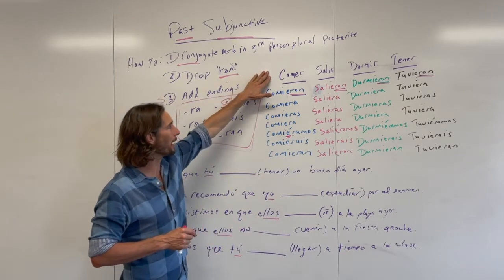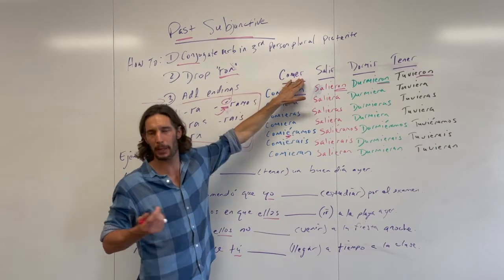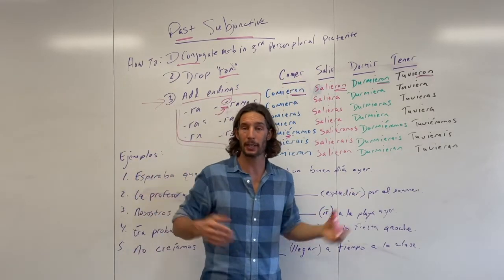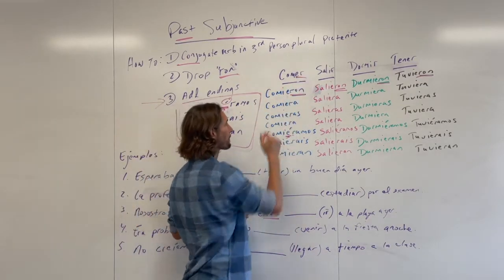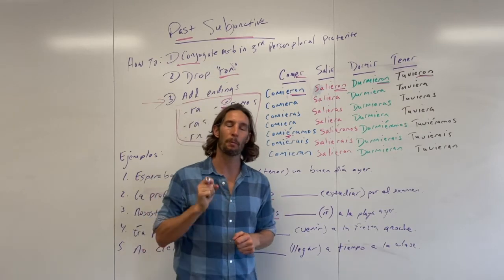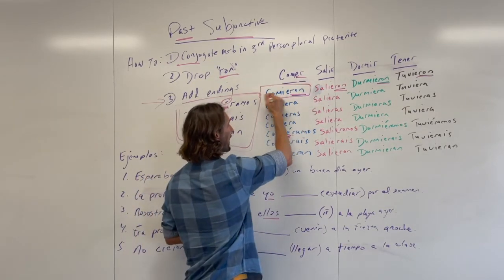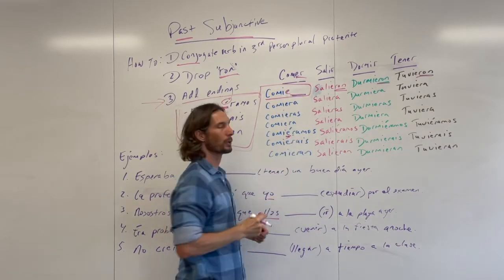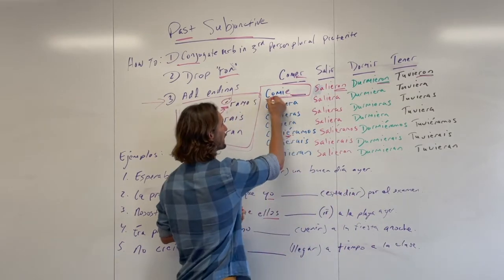So, comer, which means to eat. It's a regular ER verb in the preterite, pretty regular most of its life in Spanish anyways. But for this case, it is a regular ER verb. And its third person plural preterite is comieron. Comieron, and then we drop the RON. We're just sitting here with these letters.